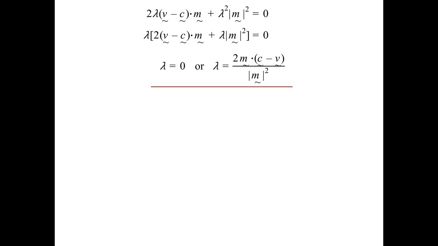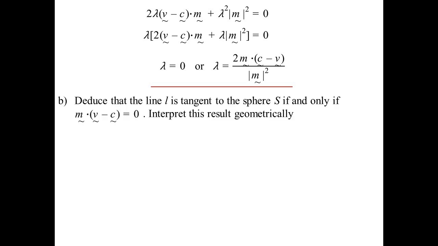It's not a nice neat number, but it is in terms of M, C and V. So I'm going to leave it like that. That was just part A of the question, of course. Deduce then that the line L would be a tangent if and only if M dot (V minus C) is equal to 0, and then give an interpretation of what this means geometrically.